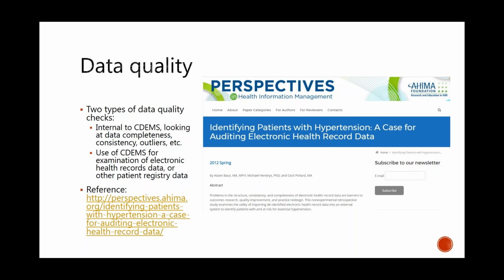So we've used the registry to look at data quality in electronic health records data and even other patient registry data such as PECS. The reference we have here is an article that we wrote a few years back on a data quality check we did on electronic health records data, in terms of whether or not you could easily or reliably use those data to identify patients that have high blood pressure.